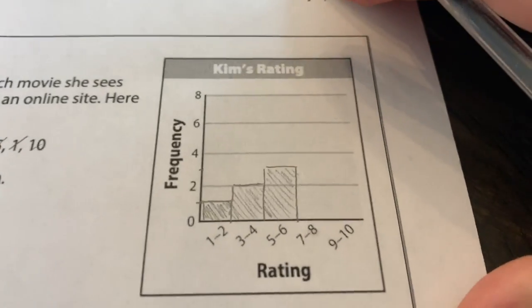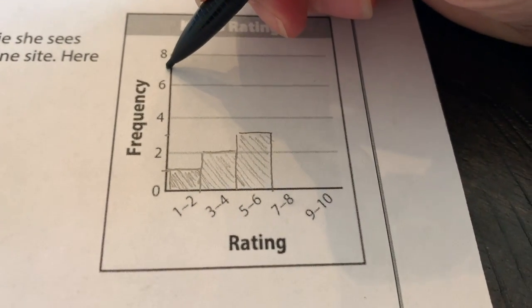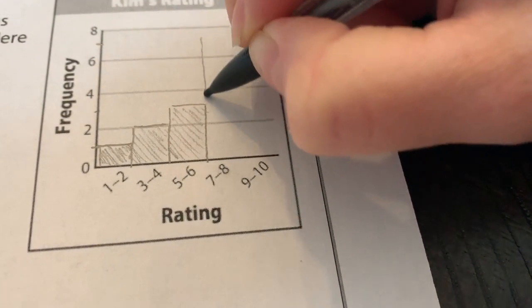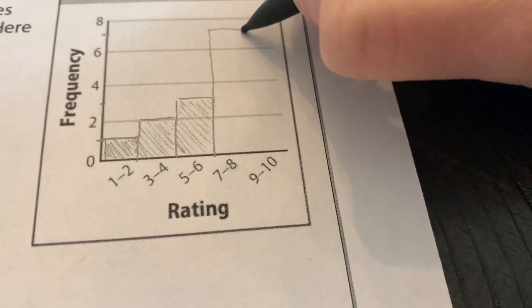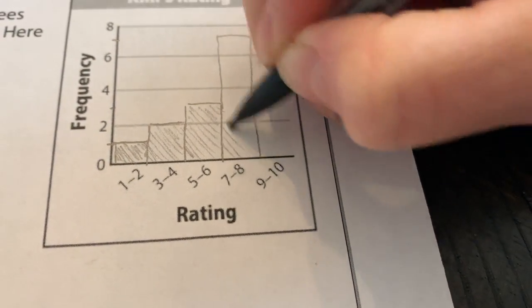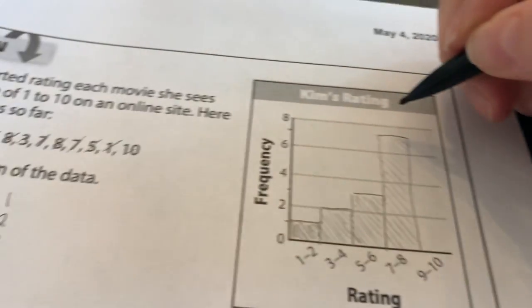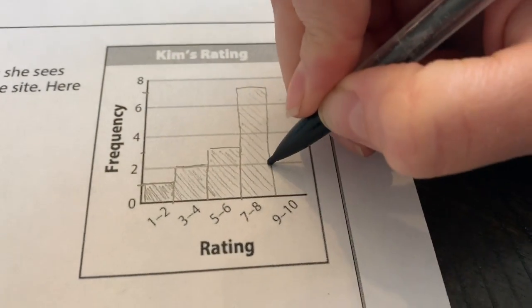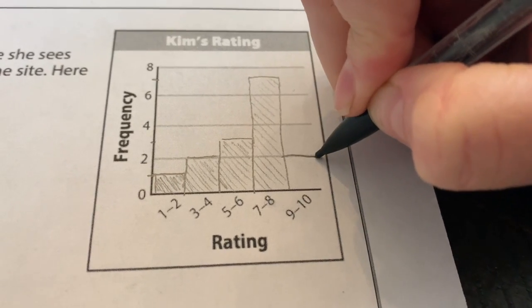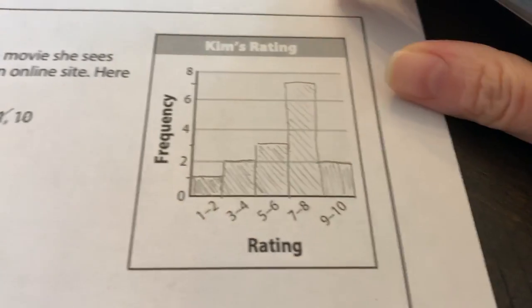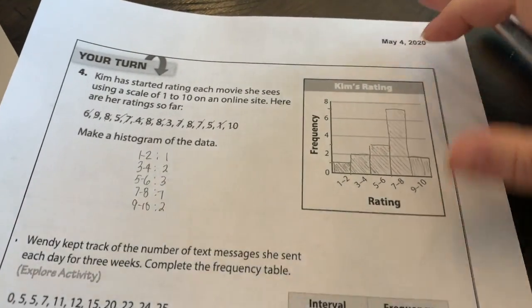So I'm going to go all the way up to 7, which is way up here, in between 6 and 8. Shade it in, lightly or dark, whatever you want. And then finally, 9 to 10 is just 2, like this. And that's my histogram. Nice and easy.